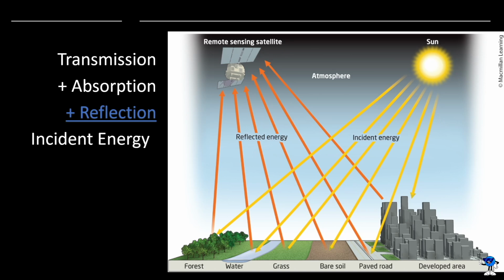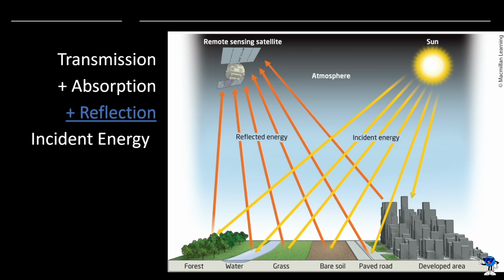The energy then interacts with objects on Earth's surface, and some of the energy is reflected back into space. That reflected energy passes back through the atmosphere and can be picked up and recorded by sensors on airborne and spaceborne platforms. The sun produces all sorts of energy: ultraviolet light, visible light, infrared light, and more. And although the human eye can only see a very small portion of this energy, remote sensing devices can potentially see all of these types of energy.